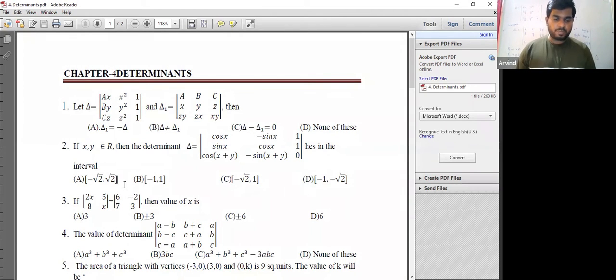Try out the second question. If X, Y belongs to R, then the determinant lies in the interval. You have to find in which interval this determinant lies. Again, properties of determinants, try to get as many zeros as possible. Whenever you get zeros you can easily solve it. First try to find the value of the determinant. Don't try to do it directly, it will be very lengthy. Use the properties of determinants.